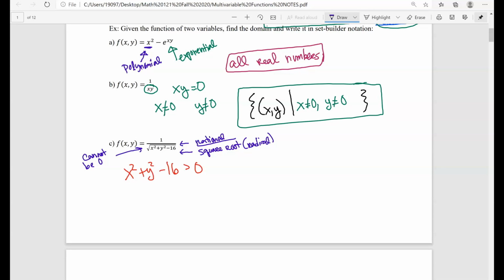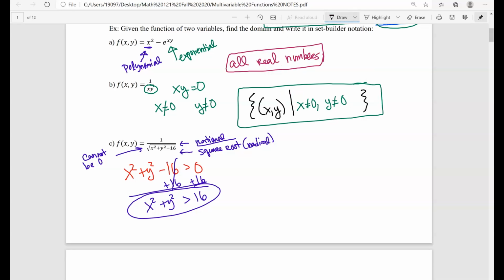Typically, at this point, you can stop. But if you want to proceed a little further, I'm going to add 16 over. x squared plus y squared is greater than 16. And you can just stop there. You don't need to continue on. This is just a circle that we're looking at, everything outside of this circle. So you can just leave it as is. You don't really need to solve it if you don't want to.